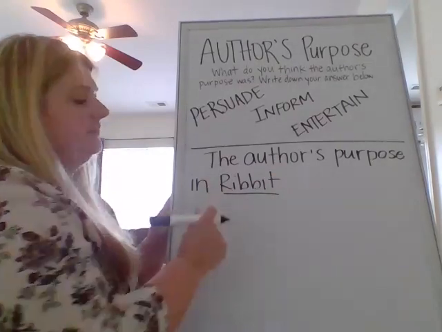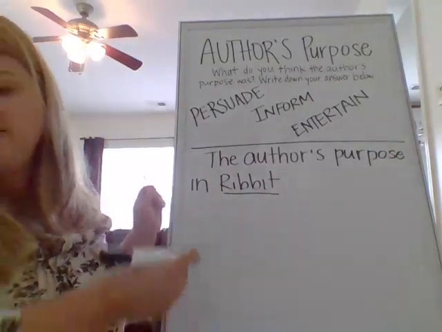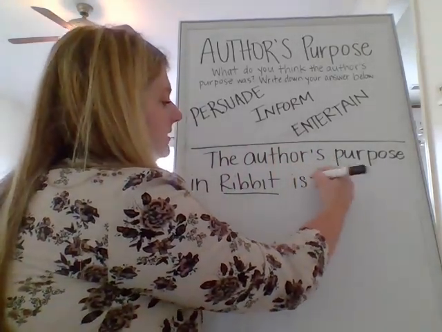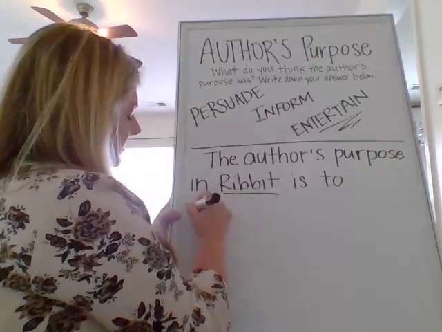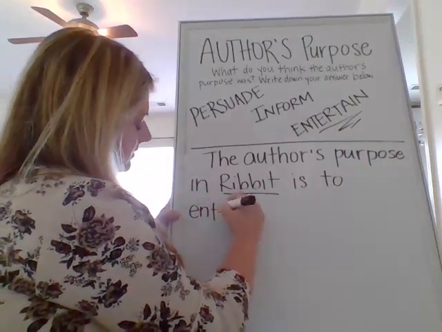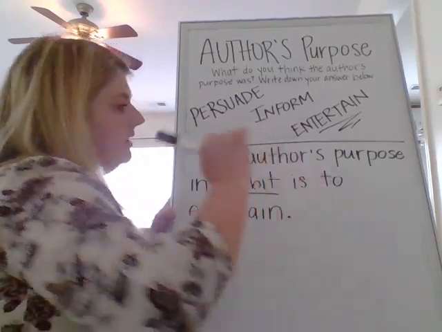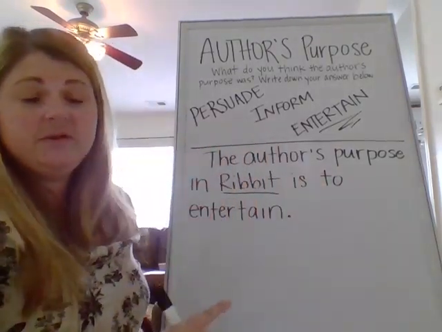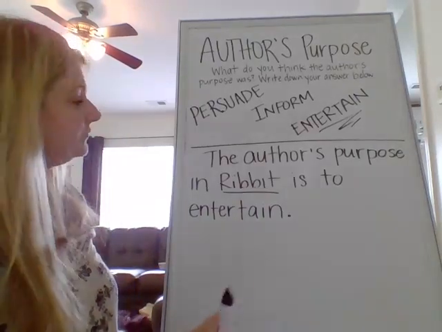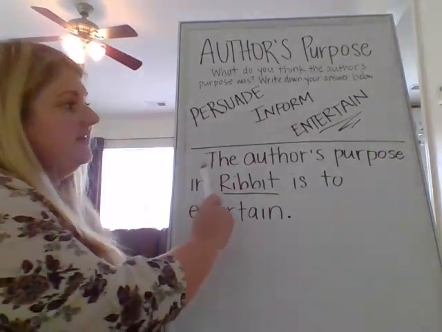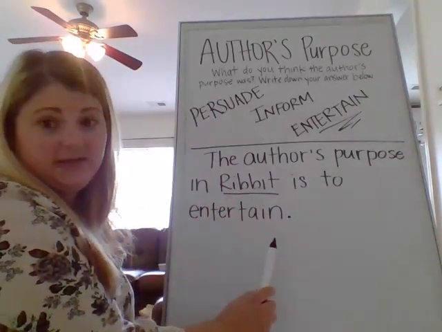Underline the title of a story. The author's purpose in Ribbit is to, and we chose this one, right? Entertain. Go ahead and pause the video if you need to get your writing caught up, and when you're ready, we'll move on. So you have written the author's purpose in Ribbit is to entertain.